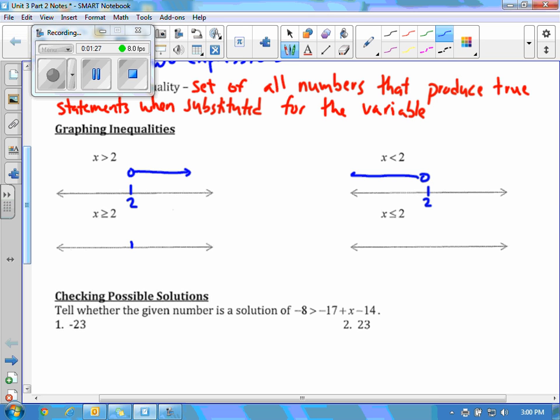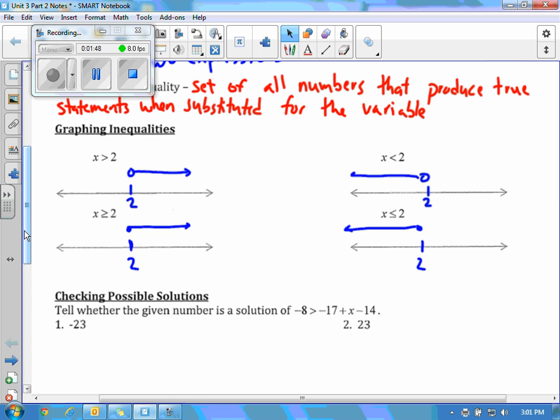For the bottom left, I have x is greater than or equal to 2. So the thing that changes now is that I fill in that circle because it's equal to, and going to the right because that's where the greater numbers are. Then on the last one, I have my 2, less than or equal to, close in the circle because it's equal to, go to the left because it's less than.